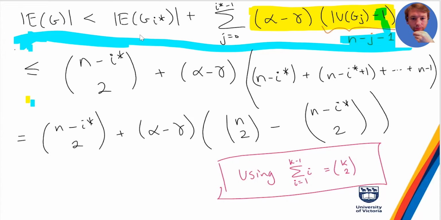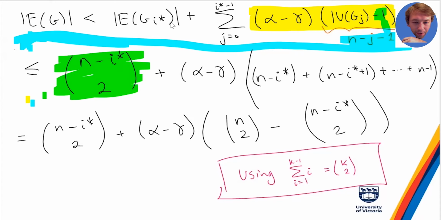Okay. So here, this is just now some calculations. I should probably let you go. But this is a trivial upper bound on the number of edges in G I star. It's just how many vertices choose 2.